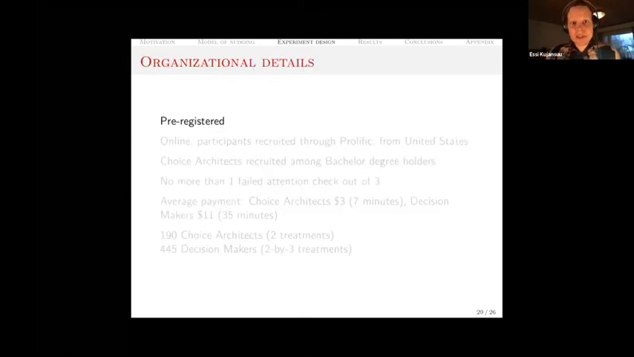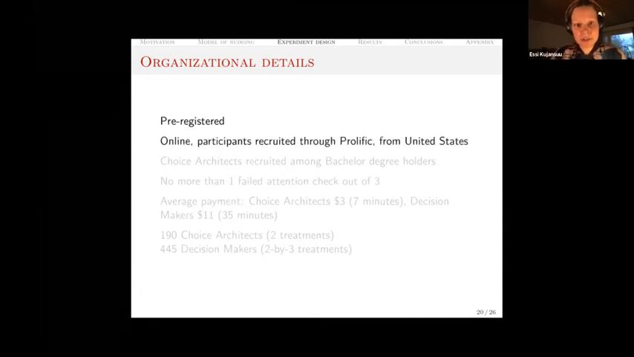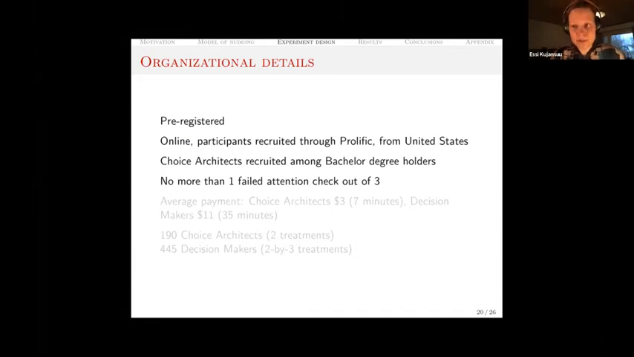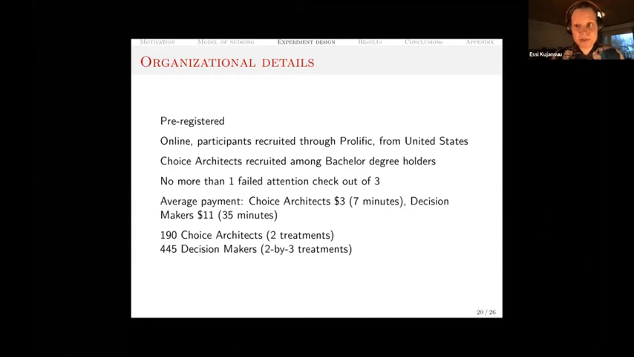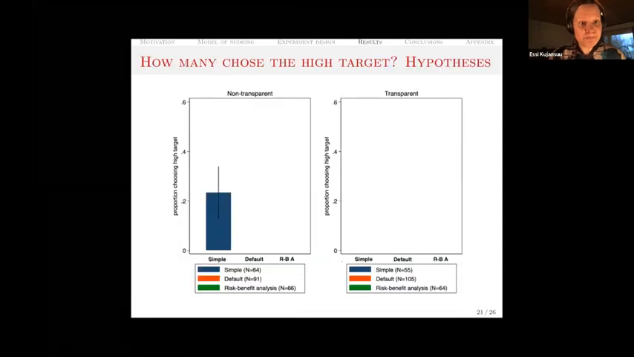Some organizational details. The study was pre-registered. It was done online. Participants were recruited through Prolific, and they are all from the United States. Choice architects were recruited among bachelor degree holders because the task is somewhat abstract, and I used attention checks. And last, I have 190 choice architects and 445 decision makers. And because of the treatment structure, decision makers are split into 6 different treatments.